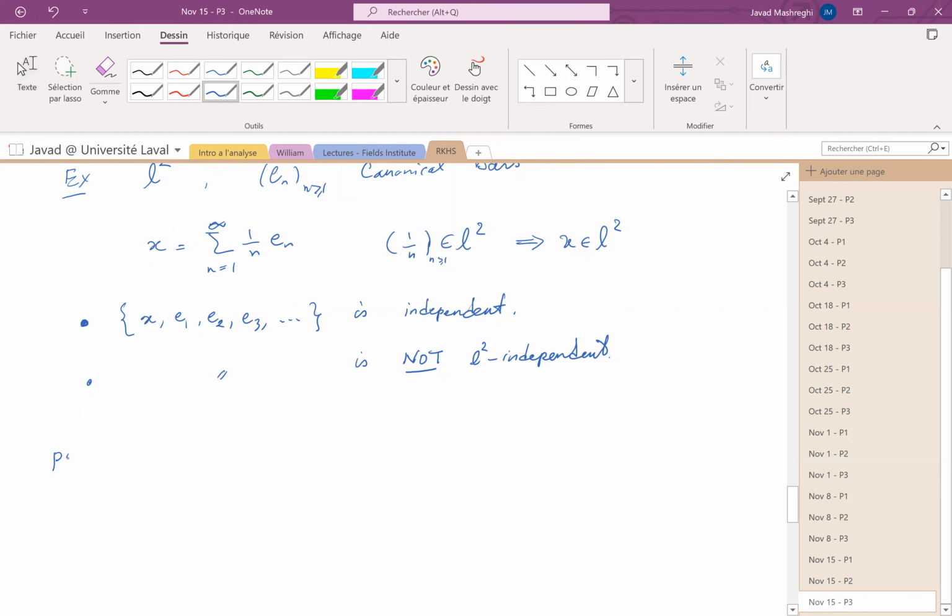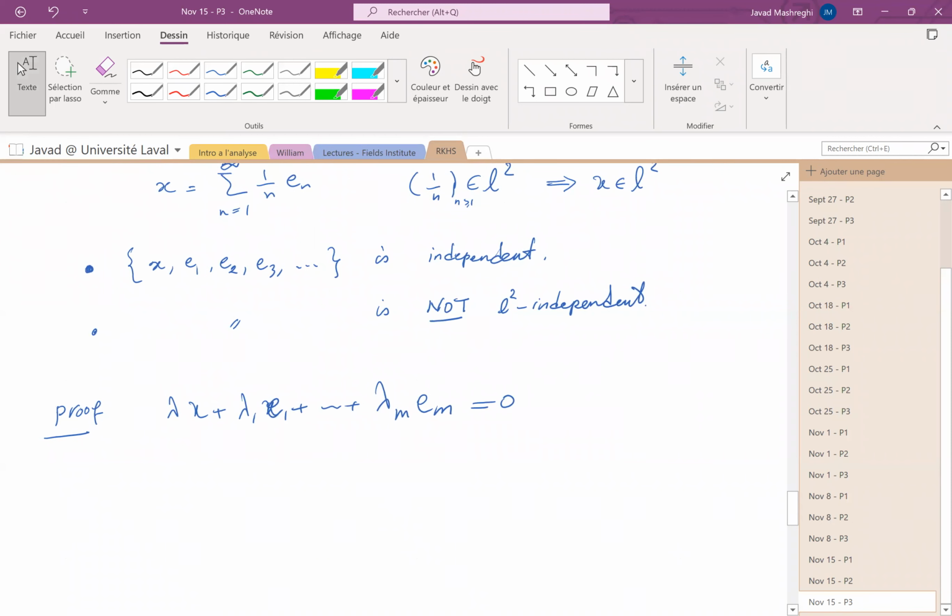Well, proof, not that difficult. Assume that a finite linear combination of these elements is 0. Without loss of generality, we can say that lambda times x plus lambda 1 E1 up to lambda m Em equals 0. Because even if some elements are not there, we can consider the corresponding lambda k to be 0. So this can be a general linear combination here.